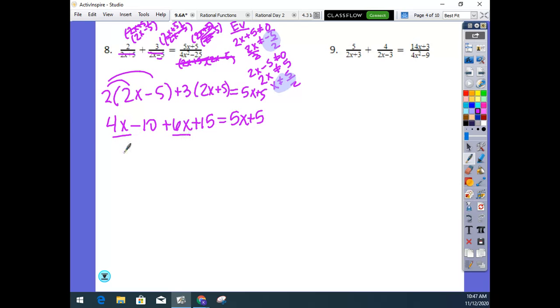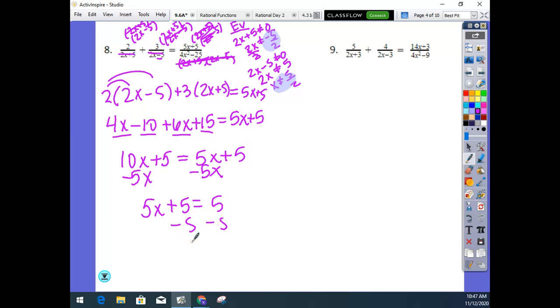Combine like terms. Get your x's on the same side. Subtract 5. Now be careful here. We can take 0 divided by a number. We just can't divide by 0. So actually, the answer we get is just x equals 0. And that is not one of my excluded values, so that's my final answer.